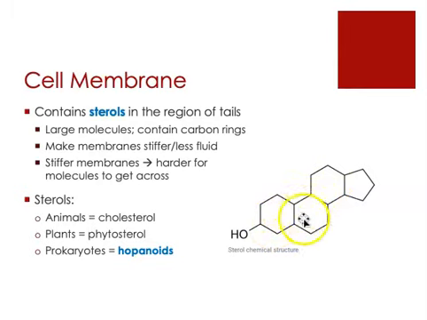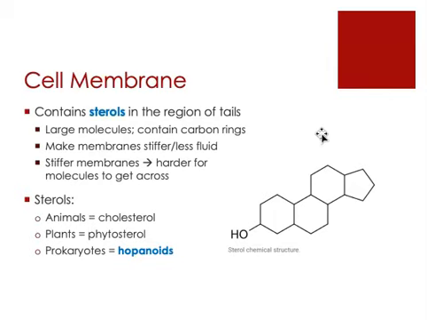Remember, when you see a structure drawn with lines like this, and there's no atoms drawn in, there's no C's or H's or O's anywhere, everywhere there's a point, that's where a carbon is. So these are carbon containing rings. And sterols have these 4 rings in this structure. These are large molecules. They're bulky. And when sterols are inserted into a membrane, they make the membrane stiffer. They make it less fluid, less movable, less mobile and flexible.